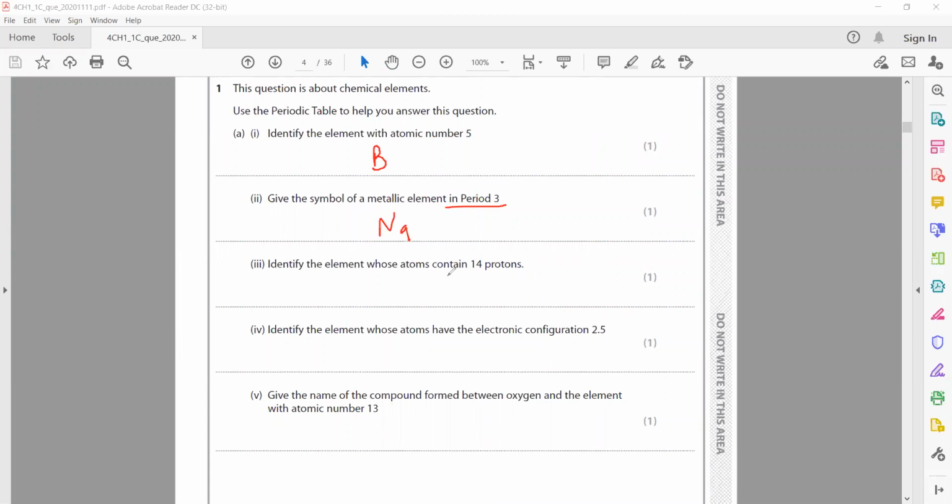Identify element whose atom contains 14 protons. Atomic number 14. Which element is having atomic number 14? When you check the periodic table, you'll find silicon is having atomic number 14.